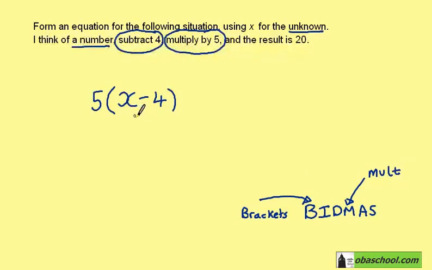So subtracting 4 from x in the bracket ensures that it's done before the multiplication, as we're told in the question that the first thing to do is subtract 4 and then multiply by 5. We're told the result of this is 20, so we put it equal to 20 and we have an equation.